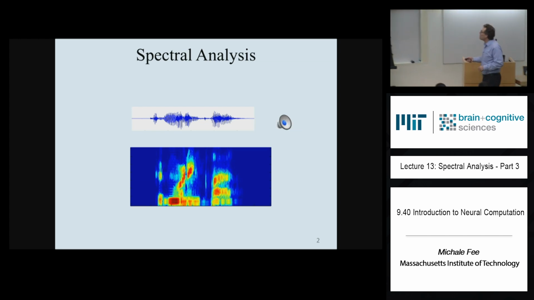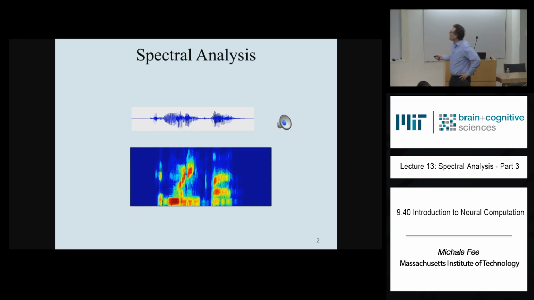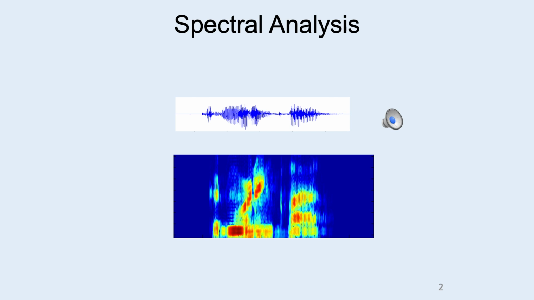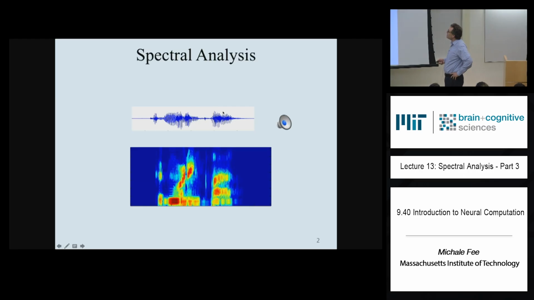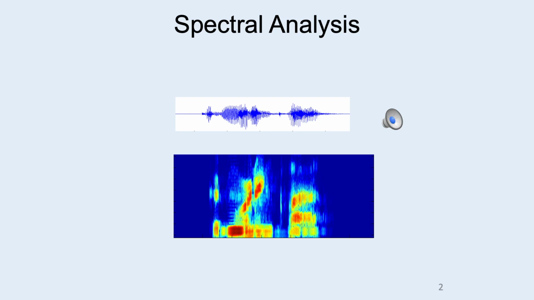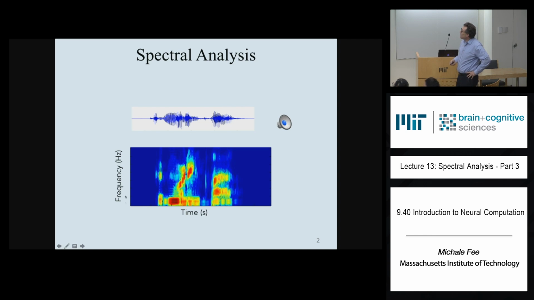We are going to learn how to make a graphical representation like this of the spectral and temporal structure of time series, or in this case, a speech signal recorded on a microphone. Let me tell you exactly what we're looking at here. This is a spectrogram that displays the amount of power in this signal as a function of time and as a function of frequency.